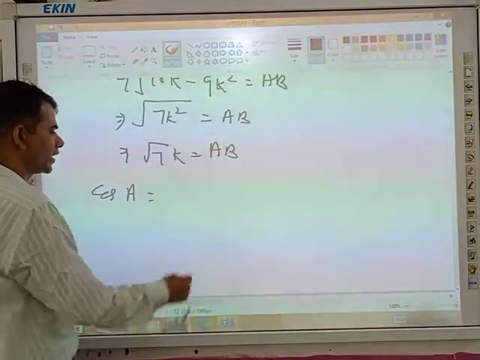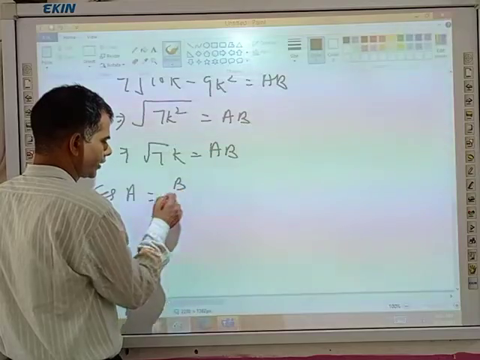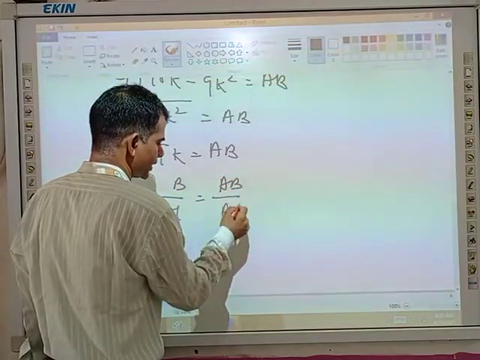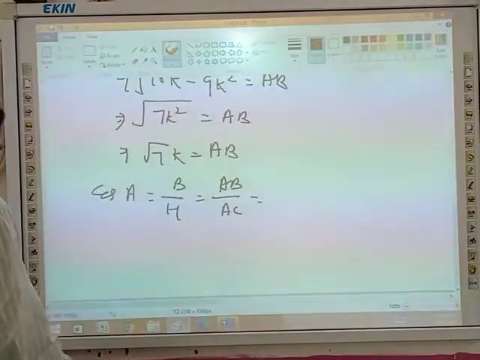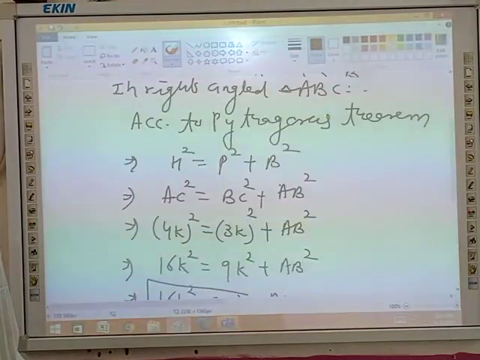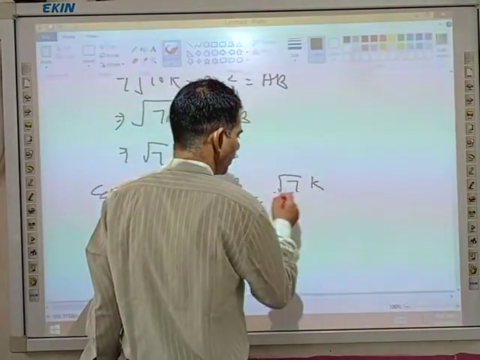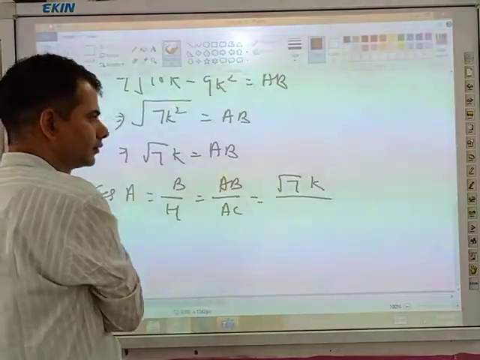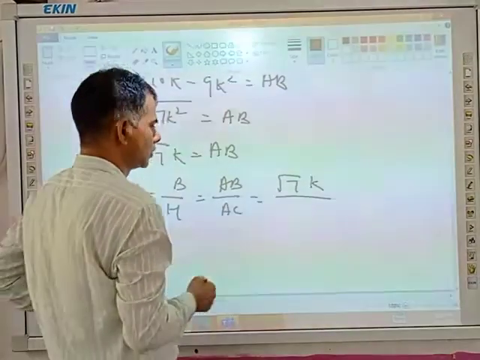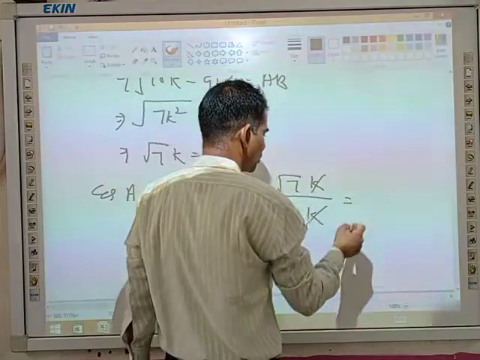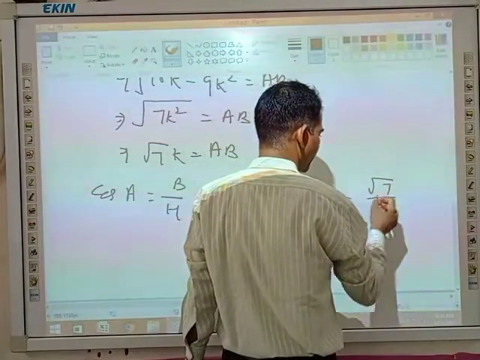Cos A is base upon hypotenuse. Your base is AB, hypotenuse is AC. What is AB? Root 7k. What is your AC? 4K. K and K cancel out, it becomes root 7 by 4.